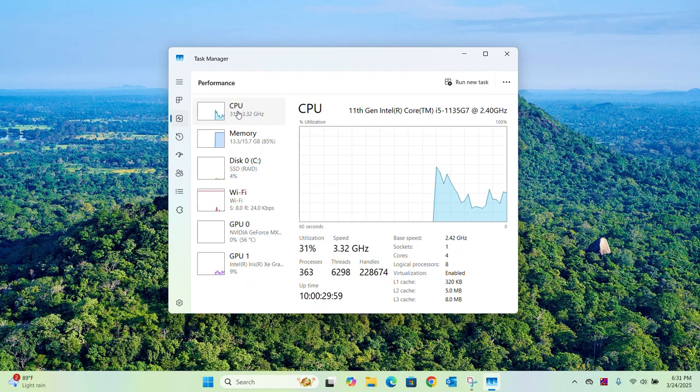So let's begin with the CPU. When you click on the CPU, you can see the generation of your computer processor. That's the first information you see. You can see the speed of your processor and you can see the usage information. All that information is there.